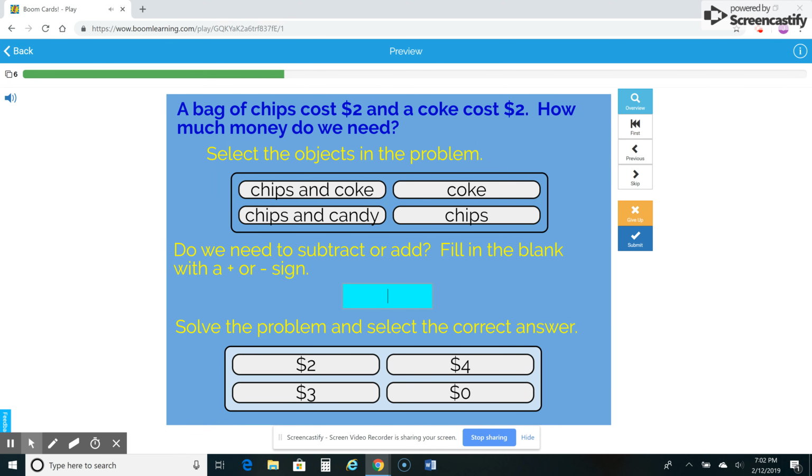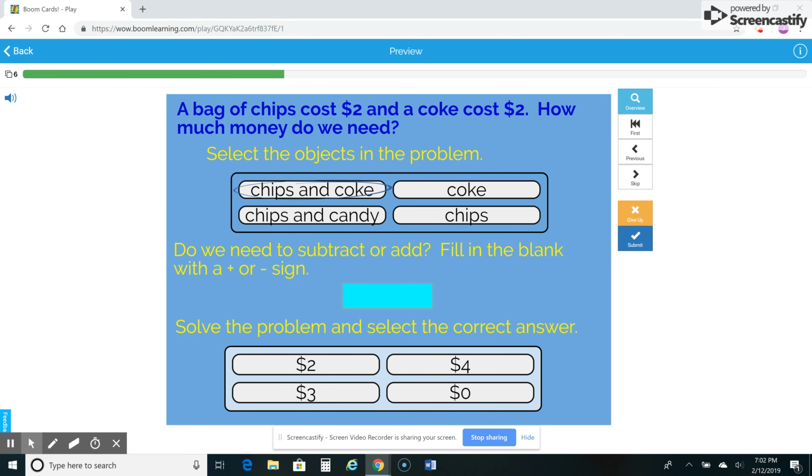All right, then we have a different problem. A bag of chips costs $2 and a Coke costs $2. How much money do we need? Our first question is select the objects in the problem. So we are dealing with chips and Coke, and we're going to select that. As you see, I have 3 different questions on here, so we have to answer all 3 of them before it allows us to go to the next page.